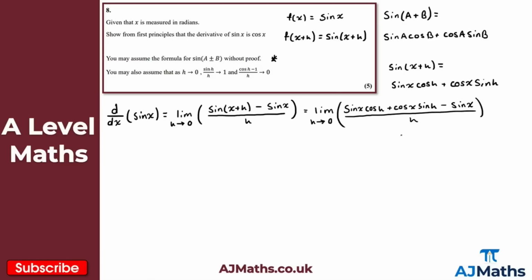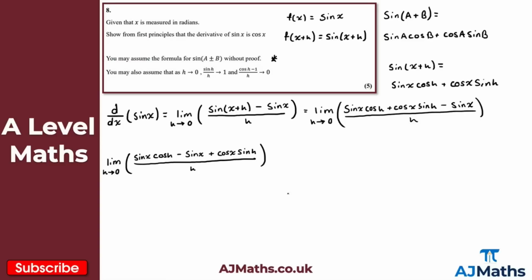So what I'm going to do now is group what I can. I notice I've got a sine x and a minus sine x. If I can group those together, we can factor out the sine x. So what I've got is the limit as h tends to 0. Like I said, I want to group the sine x's together. So I've got sine x cos h, then the minus sine x, and then I've got cos x sine h. Okay, that would all be over h.